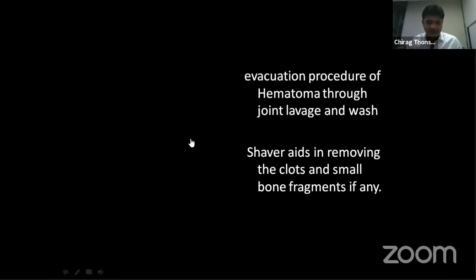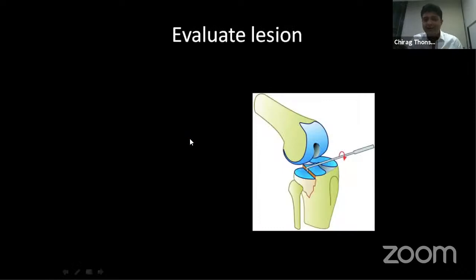It also evacuates all the smaller debris that we find in these kinds of fractures. Supposing it's a complex fracture, you can have a lot of fat globules and smaller bony fragments. Take the shaver and give a good wash with about 1, 2 or 3 liters of saline and get a clear vision.